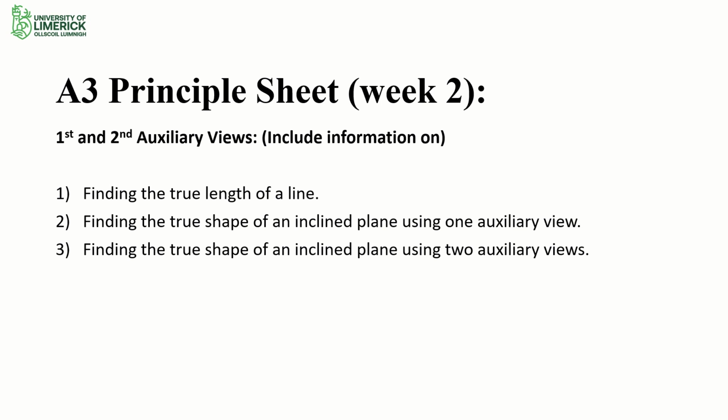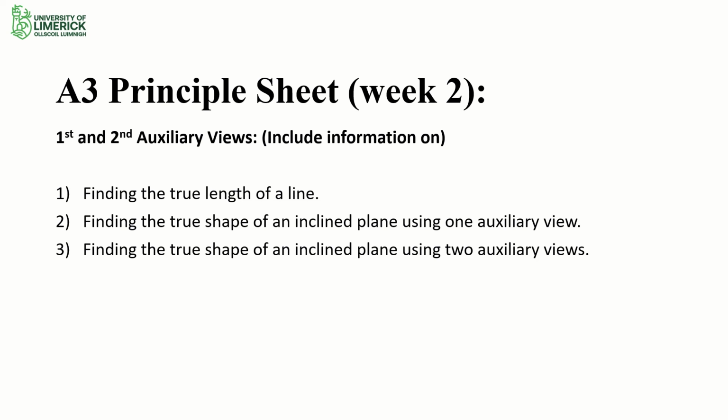In this principle sheet I want you to hit off finding the true length of a line, finding the true shape of an inclined plane using one auxiliary view, and finding the true shape of an inclined plane using two auxiliary views. All these should be hit off in your principle sheet. This principle sheet itself should be contained to that A3 size. It is a digital principle sheet, so that means it's going to be handed up digitally.